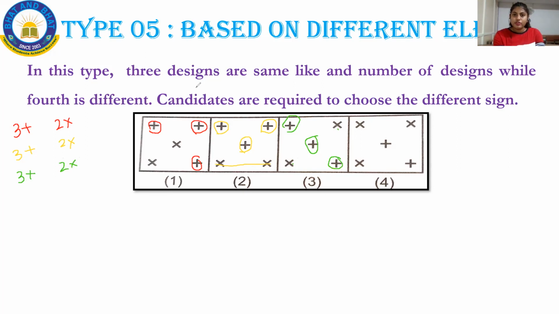And then let me do it for the last one. How many plus signs? 1, 2. Only 2 plus signs. And then see how many intos? 1, 2, 3. 3 intos.